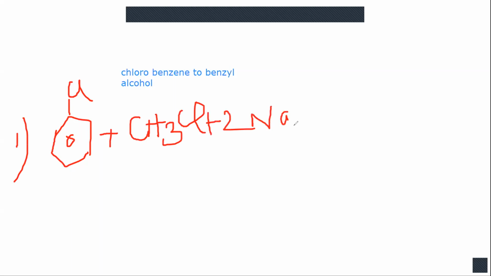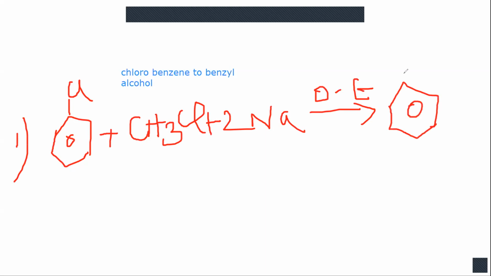First step is Wurtz-Fittig reaction. So take alkyl halide, any alkyl halide, that is CH3Cl plus 2 molecules of sodium in the presence of dry ether. So what you are going to get is toluene. 1 carbon gets increased in this reaction. So you are getting toluene.